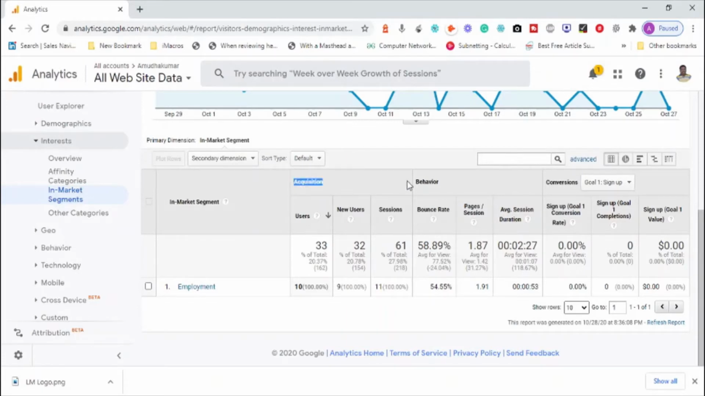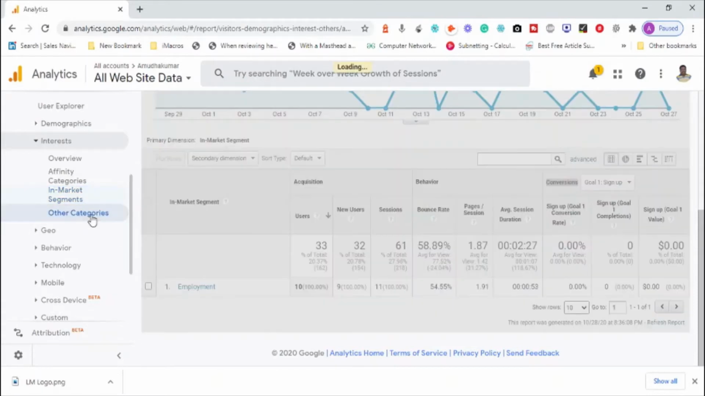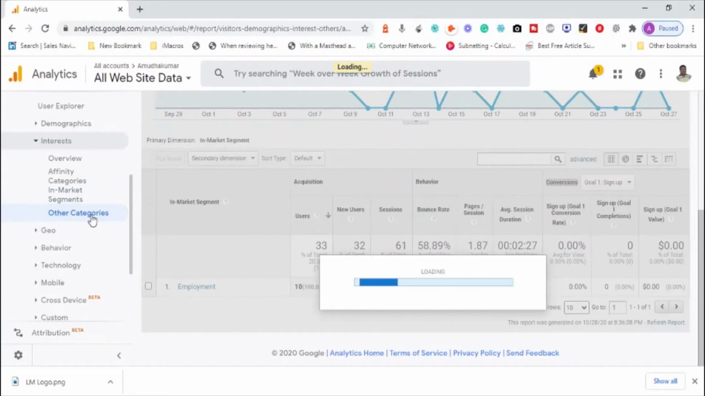So with respect to employment, how I'm performing and all of this stuff, again these metrics are displayed under acquisition, behavior, and conversion. Acquisition is where you acquire, that is, where the visitors came from. After coming, what did they do? And after their action, what happened? That is conversion. Acquisition, behavior, conversion. And there are other small categories coming under the interest one, which we can basically call other categories.